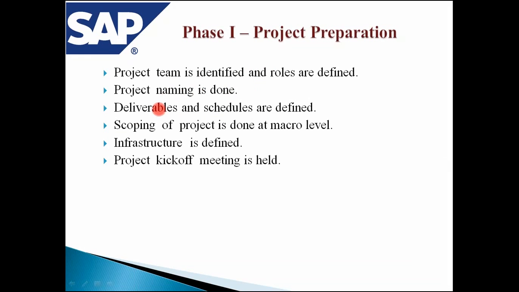Project naming is done. Deliverables and schedules are defined. Scoping of the project is done at micro level. Infrastructure is defined. Project kickoff meetings are held. Now here, a project team is identified, meaning who are the key people who need to execute a project. For example, assume that I got a project which belongs to an automobile industry. For example, Ford, which has already implemented SAP. So let us take the example of Ford. Ford is the company who wants to implement SAP.